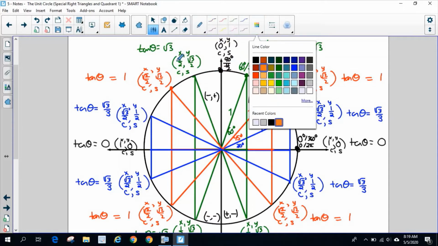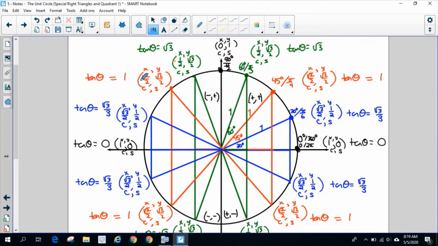So in this quadrant, all of the cosine values are negative, including this one. This is negative 1, 0. And that's going to change my tangent values to also be negative, because remember, tangent is y over x or sine over cosine. So if I take this positive value and divide by this negative value, all those are negative. The tangent of 0 doesn't change because 0 is neither negative nor positive.